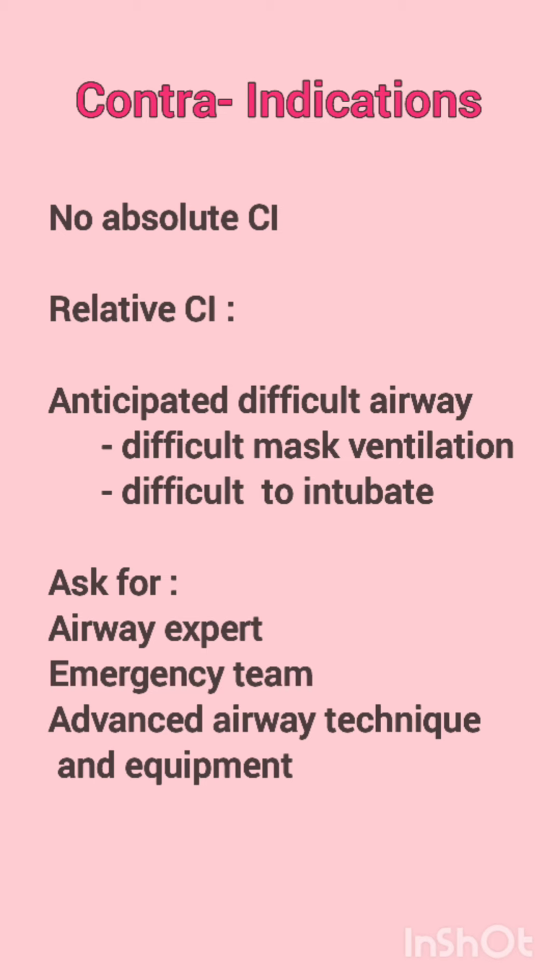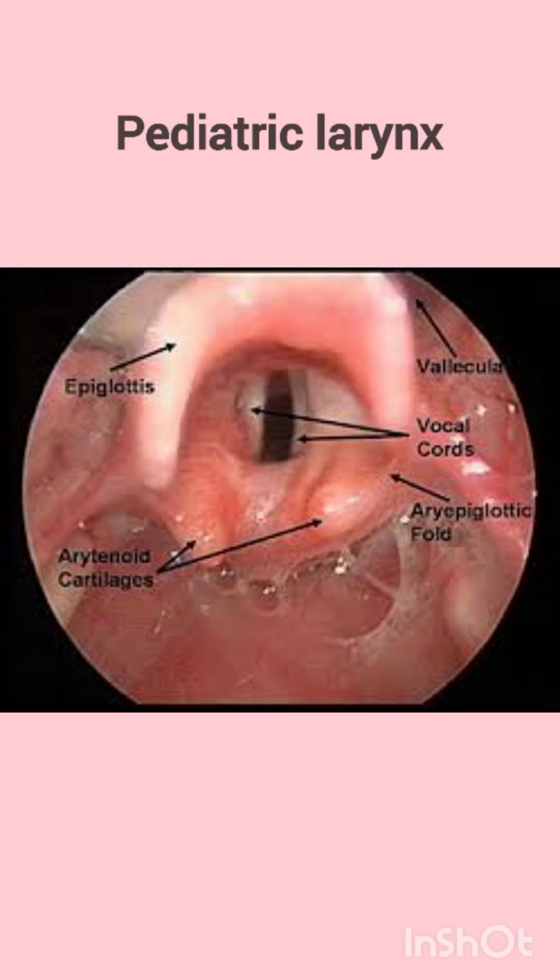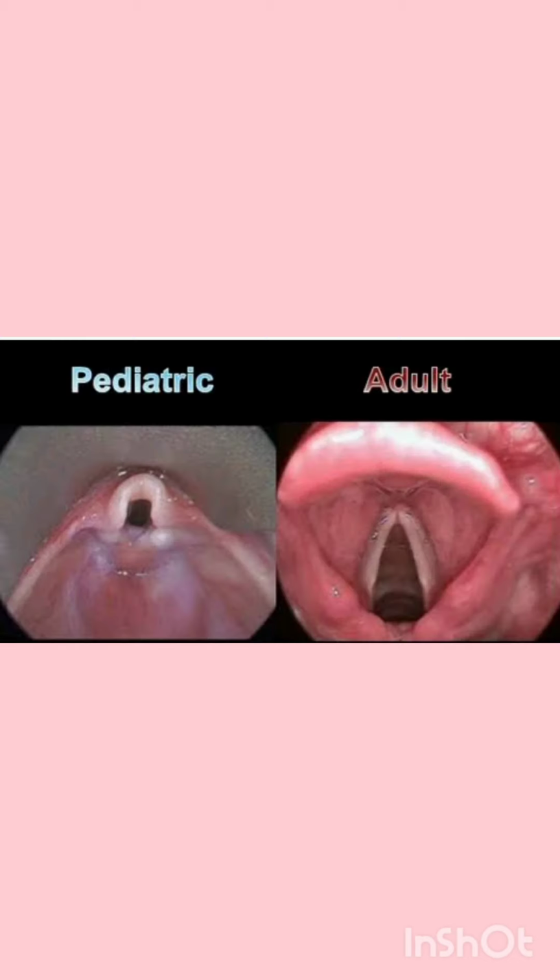The key anatomical landmarks of the larynx that one should know during intubation are the epiglottis, vallecula, arytenoid cartilage, aryepiglottic fold, vocal cord, and the glottis. The esophageal opening lies below the glottic opening.